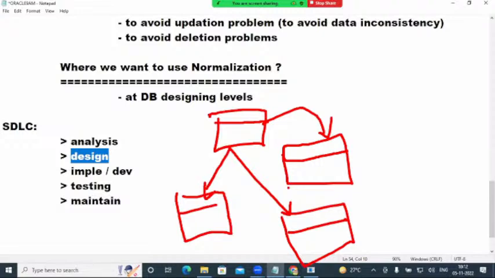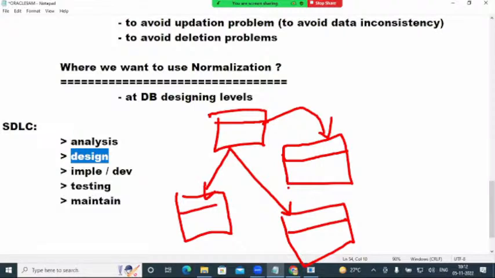First, there will be analysis. For each table, which kind of attributes are required? The attributes means columns, they will prepare. Each column name, which column is the primary key, which column is the foreign key, yes or no? All this information they will prepare in the designing level. After preparing this designing part, with the help of normalization techniques, in this designing phase the normalization techniques will be verified.